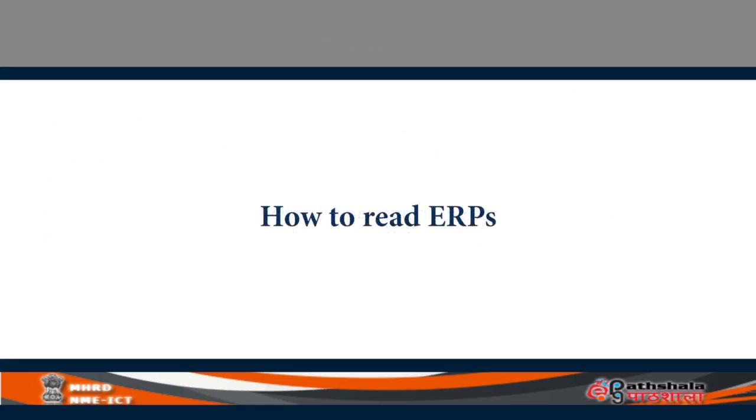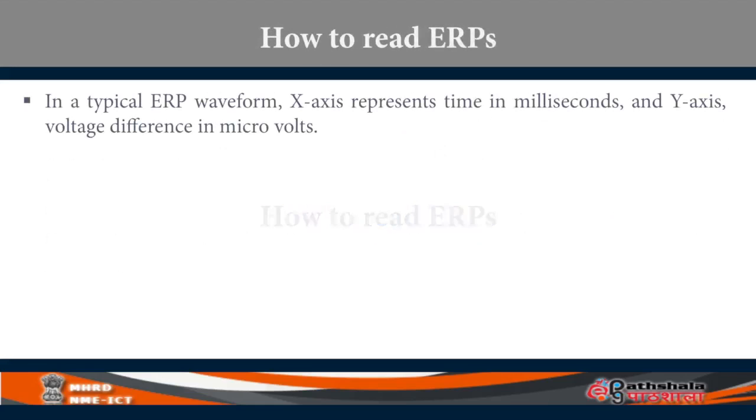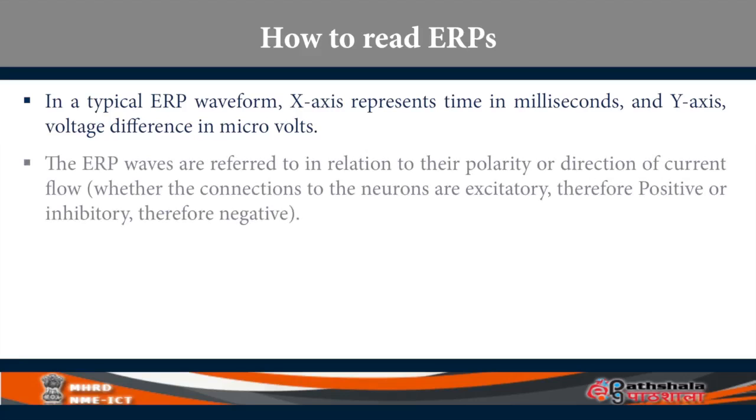How does one read an ERP waveform? In a typical waveform, you have the x-axis representing time in milliseconds and the y-axis representing voltage differences in microvolts. The ERP waves are referred to in relation to polarity, that is, the direction of current flow, depending on whether the connections to the neurons are excitatory or inhibitory. If they are excitatory they are positive, and if they are inhibitory they are negative.